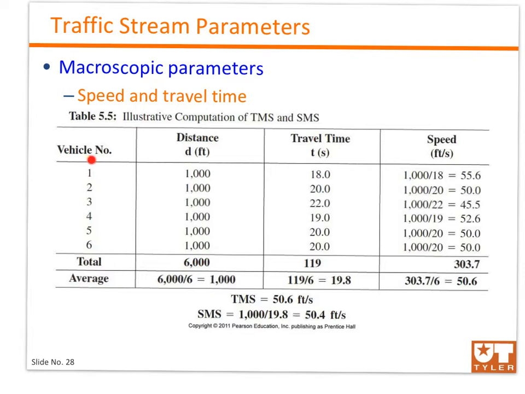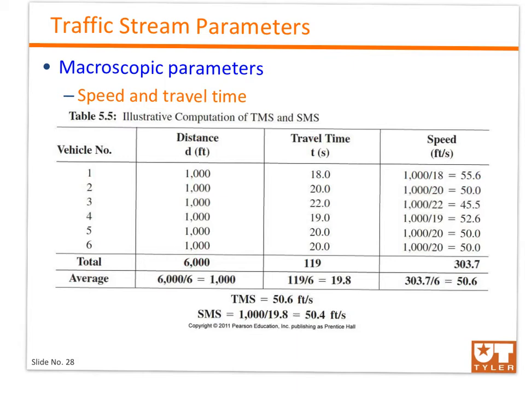Every vehicle, for example the very first vehicle, traveled 1000 feet in 18 seconds, and therefore the individual speed for vehicle number 1 is 1000 over 18 seconds, which gives a speed of 55.6 feet per second. We go now to vehicle number 2. It passes by the same exact distance in 20 seconds, so 1000 over 20, and that gives us 50 feet per second. All the way to vehicle number 6, which travels the same 1000 feet in 20 seconds, and that's why the speed is 50 feet per second.